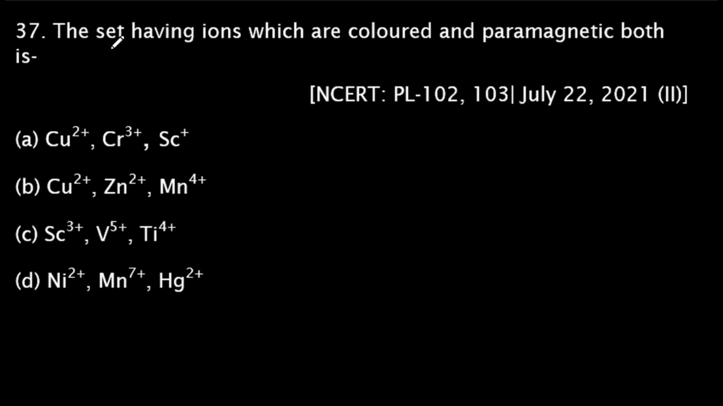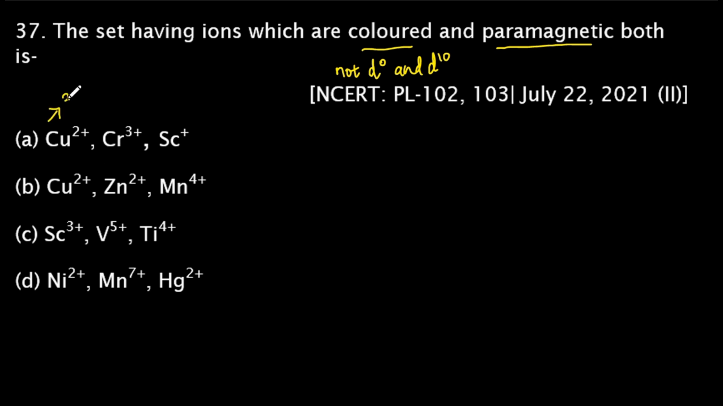The next question is the set having ions which are colored and paramagnetic both. So for a species to be colored, the species should not have d0 and d10 configuration. Then we will see the options.